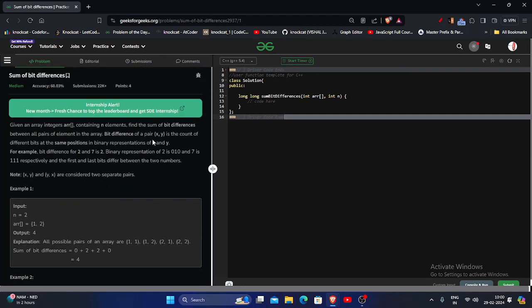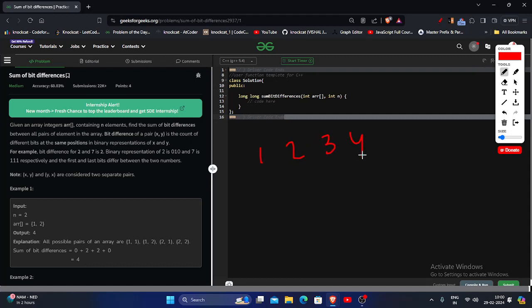The question says we are given an array, and we need to find the pair differences, or we can say bit differences, among those array elements. To sum up the problem, let's say I am given the array 1, 2, 3, 4, and I need to find the bit differences between them. The definition of bit difference is the number of positions where the bits are different in both the numbers.